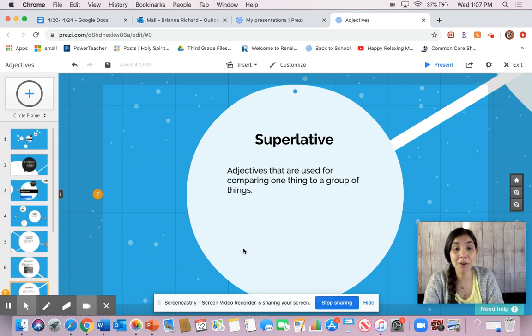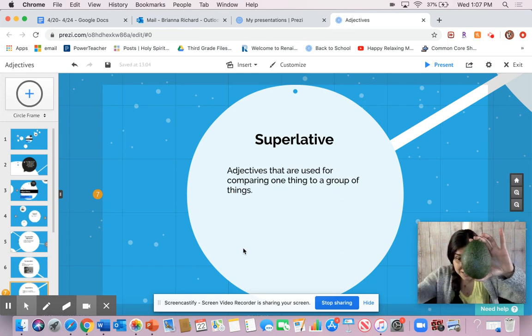Superlative adjectives are used for comparing one thing to a group of things. So I have here a bowl of avocados. I think there's an apple down there too. My best friend has an avocado tree, and these are from her tree. If I'm looking at all these avocados, I have a group of avocados here. There's definitely more than two, and I can see that this avocado is the biggest one.